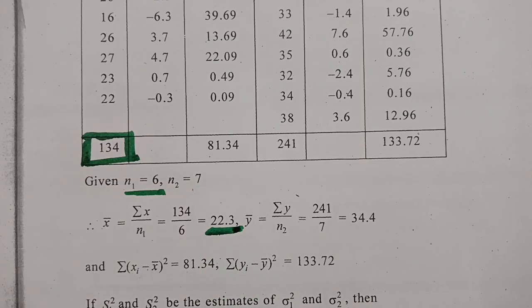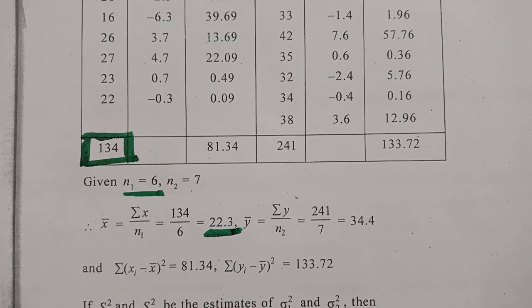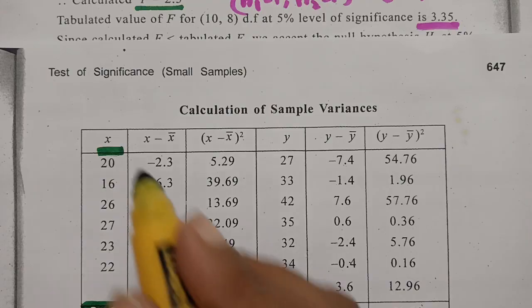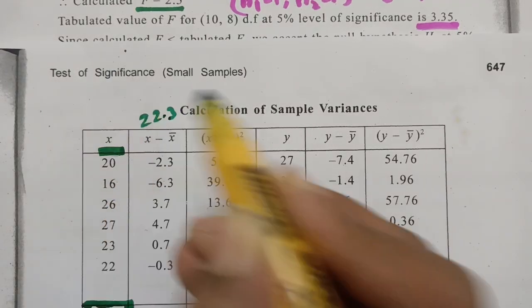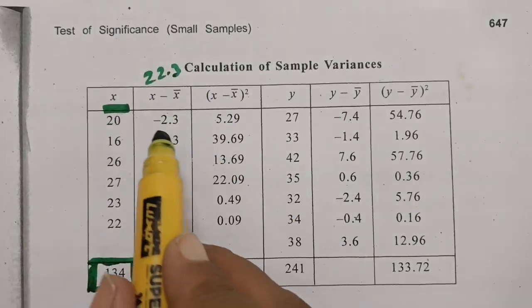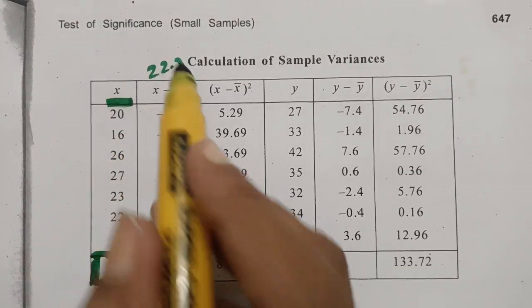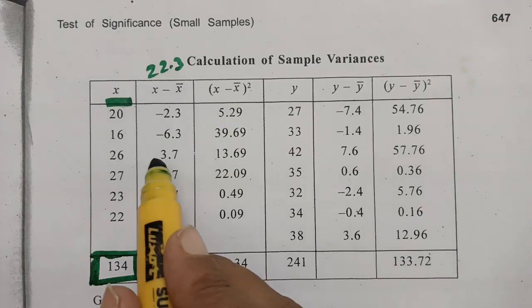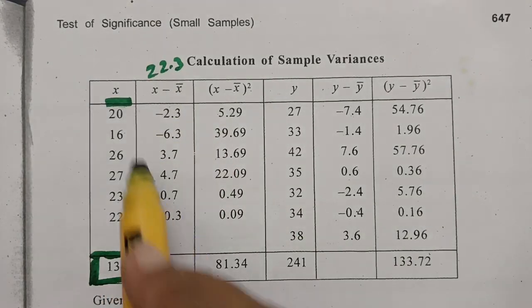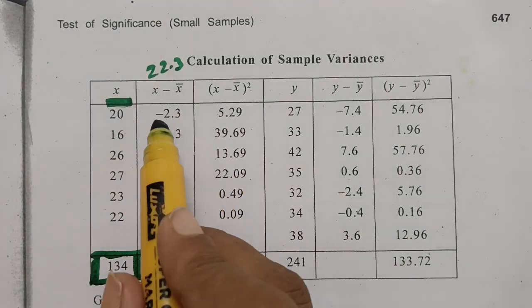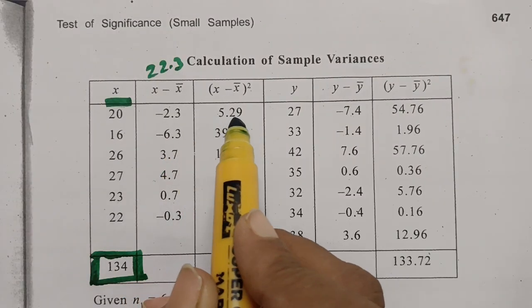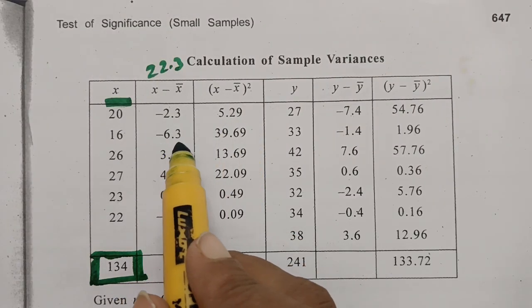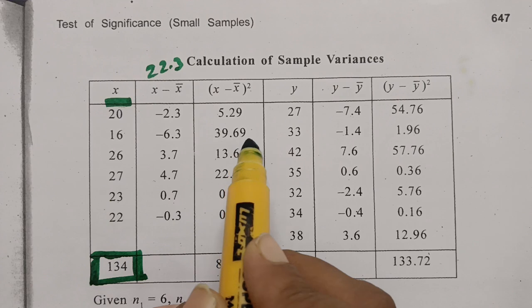The value here is 22.3. So from each and every value, we have to subtract 22.3. So 20 minus 22.3 is minus 2.3, 16 minus 22.3 is minus 6.3, 26 minus 22.3 is this one. So we have to fill this column and we have to make squares. That is, minus 2.3 whole square is 5.29, minus 6.3 whole square is 39.69, and so on.